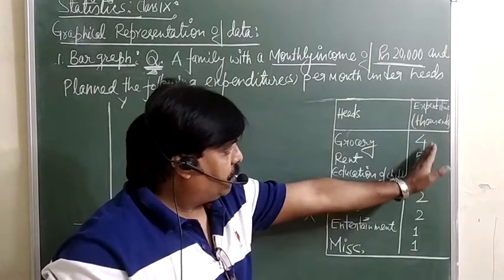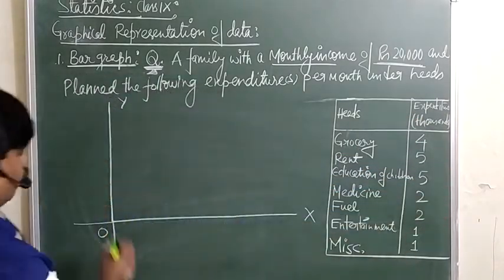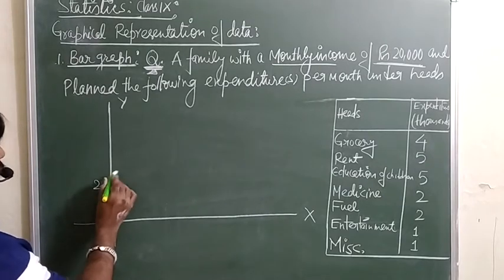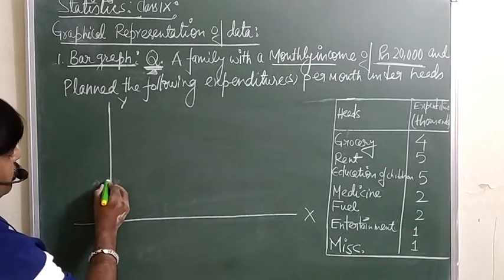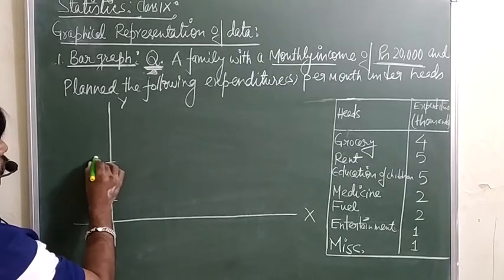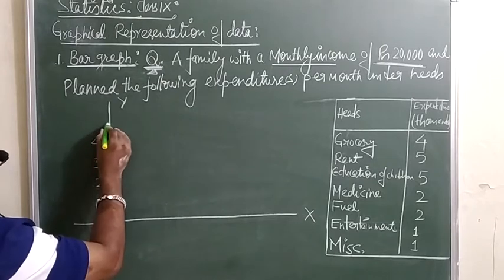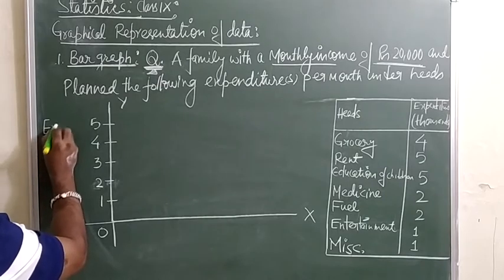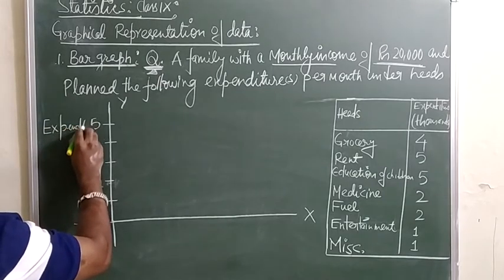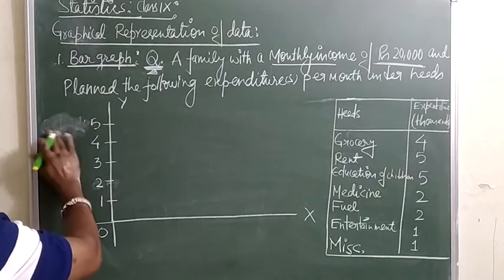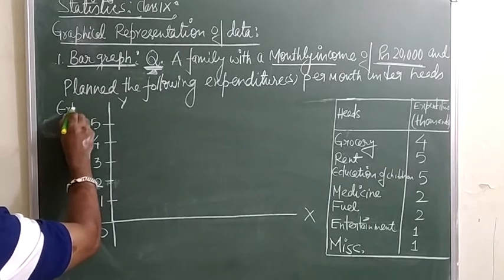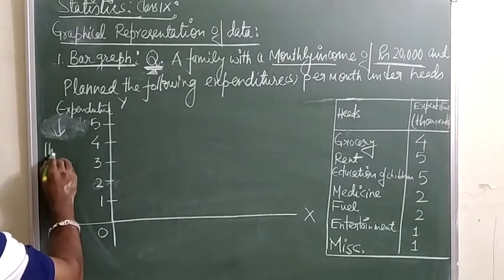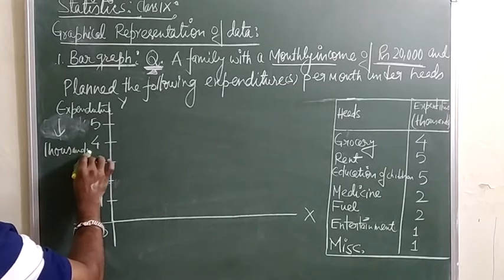The expenditure is given up to 5,000. So for your own convenience, you can take here 1, then 2, you can take the gap, then this is 3, 4 and 5. This expenditure is given in 1,000s. This is your expenditure. You can write down here: expenditure in 1,000.